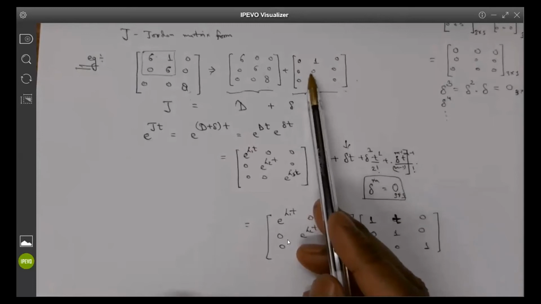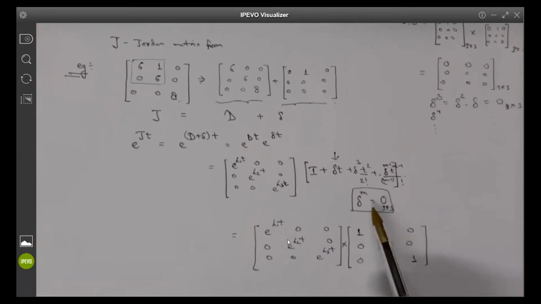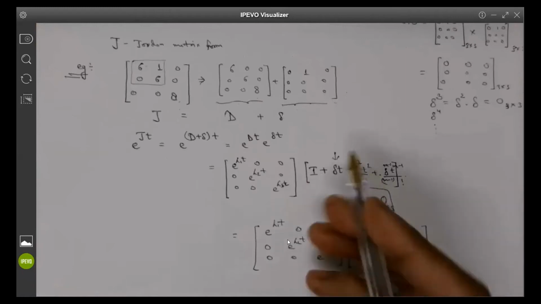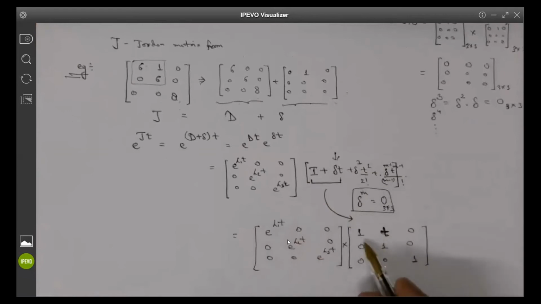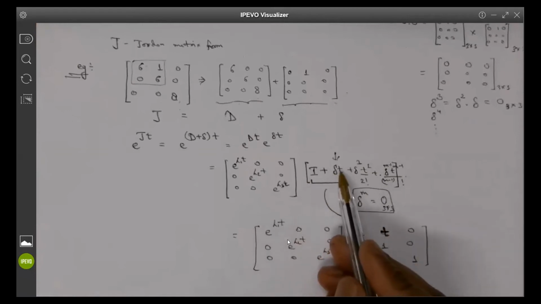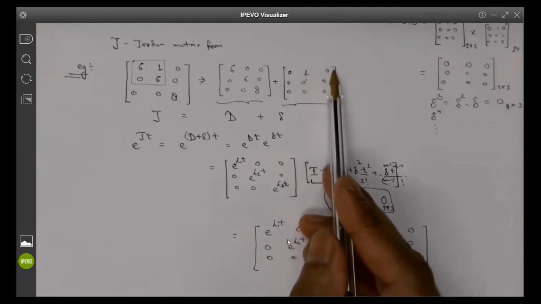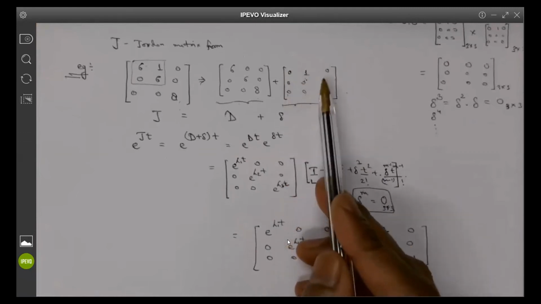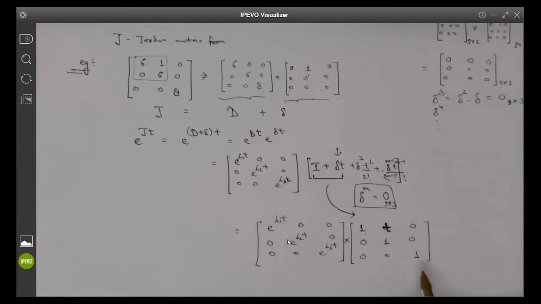And we saw that for this specific example, delta square comes out to be 0 itself. So that means we only need to take the I plus delta t term. And that's what I did here. I just use the identity matrix and add delta times t. The delta matrix times t means 0, t, 0, 0, 0, 0, 0, 0, 0. That gets added to the identity matrix and that becomes this matrix. Yeah, everybody is with me?